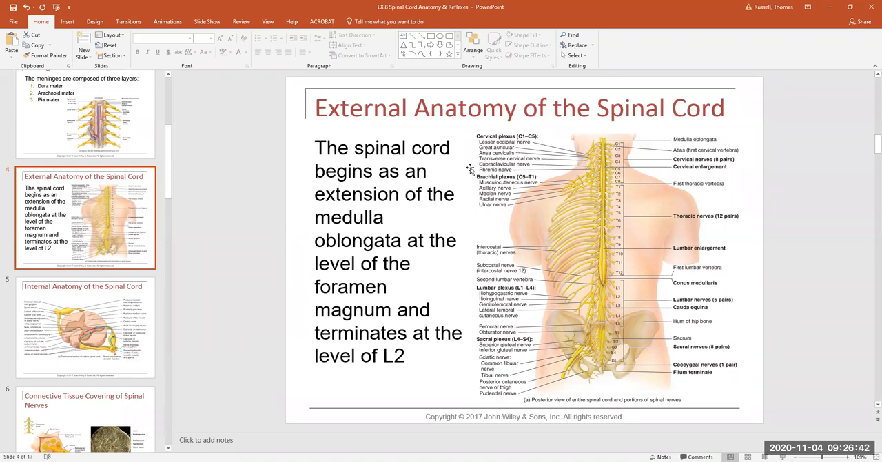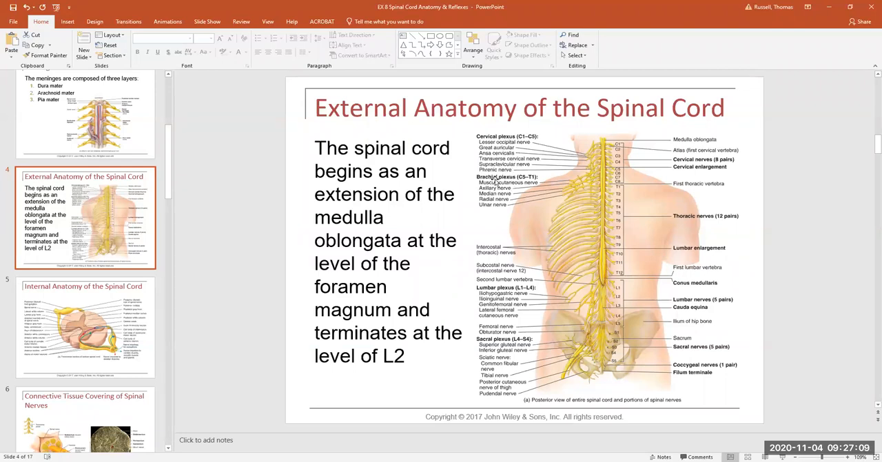The cervical plexus has important nerves there, but the only one that's vitally important for you for this test coming off of the cervical plexus is the phrenic nerve. The phrenic nerve is the nerve that activates your diaphragm so you can breathe. So that's why that one's important, right? The phrenic nerve comes off the cervical plexus.